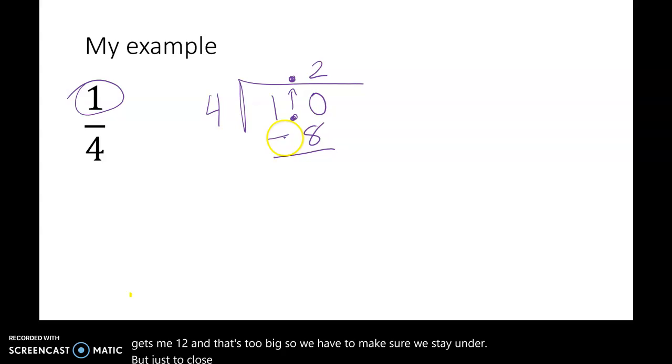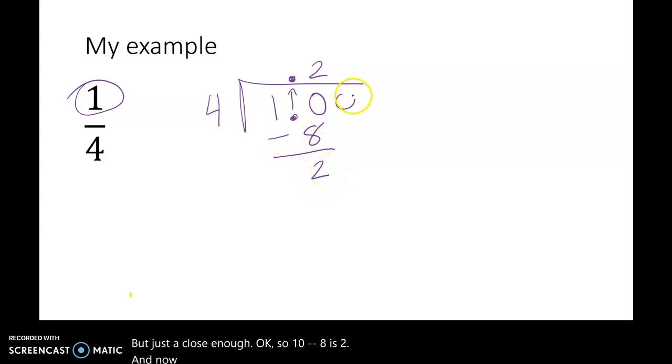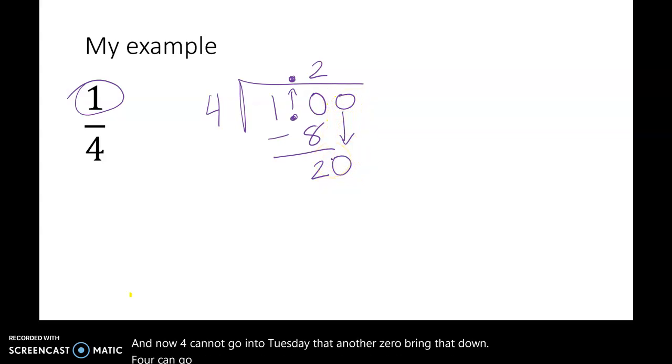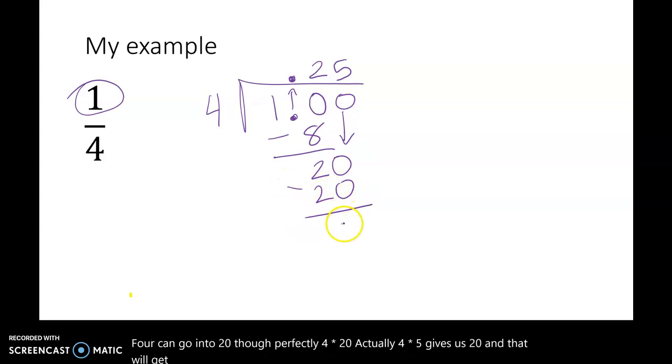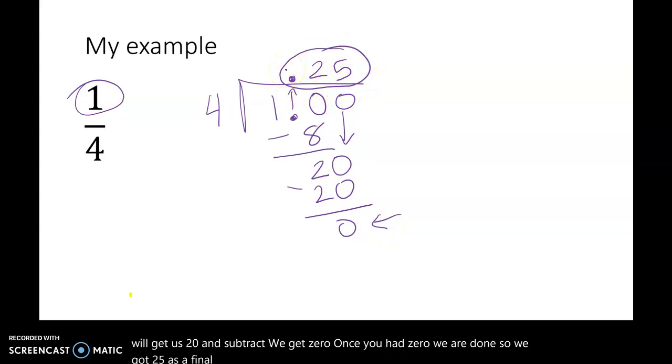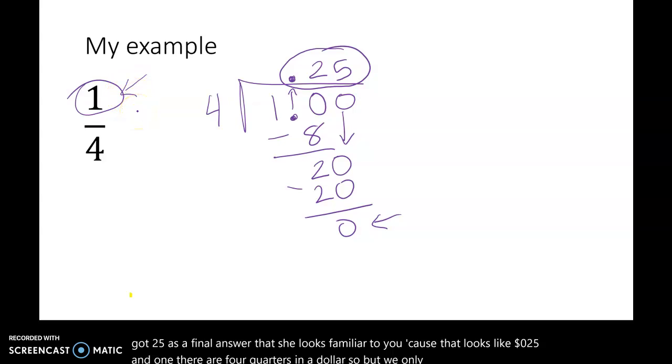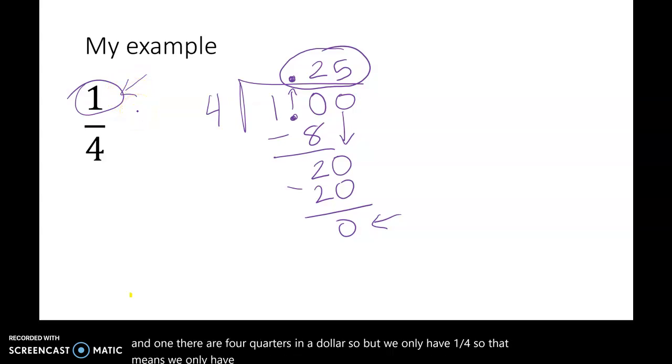Okay, so 10 minus 8 is 2. And now 4 cannot go into 2, so I have to add another 0, bring that down. 4 can go into 20, though, perfectly. 4 times 5 gets us 20. And subtract, we get 0. Once you hit 0, we are done. So we got 0.25 as a final answer. That should look familiar to you because that looks like 25 cents. And there are 4 quarters in $1, but we only have 1 quarter. So that means we only have 1/4 of $1.